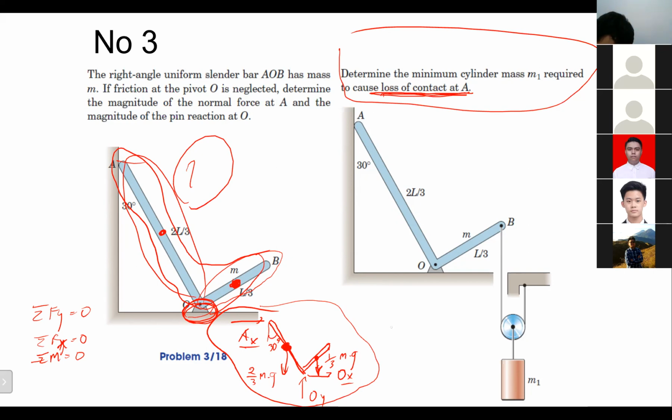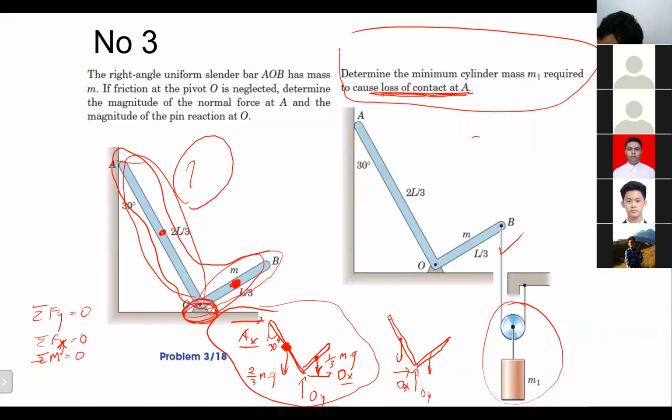So your new free body diagram will be like this. Everything else is still the same, but AX will not be there anymore. OX and OY will still be there. But there is one additional thing that will be there, right? From here. Correct. So the tension force at this particular point will be what?